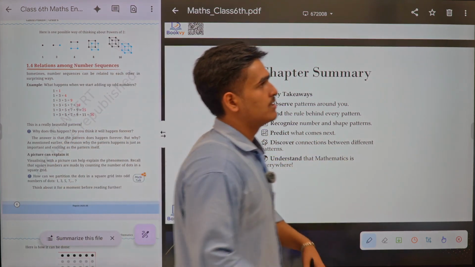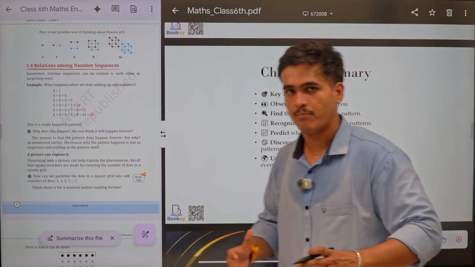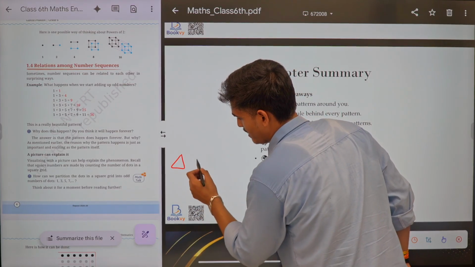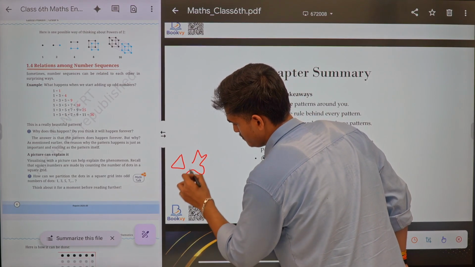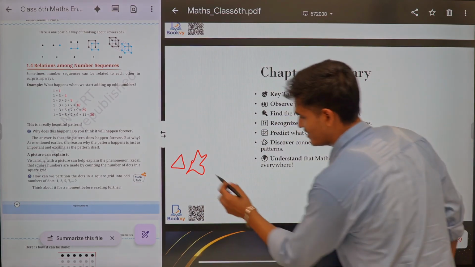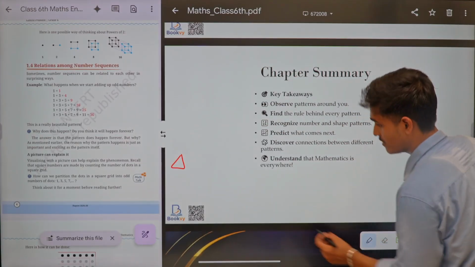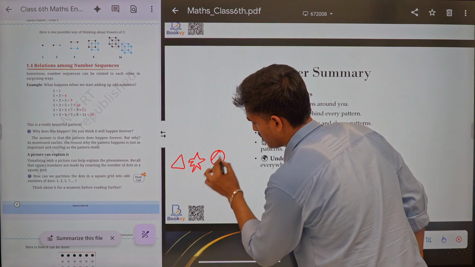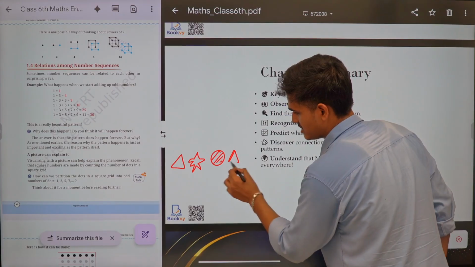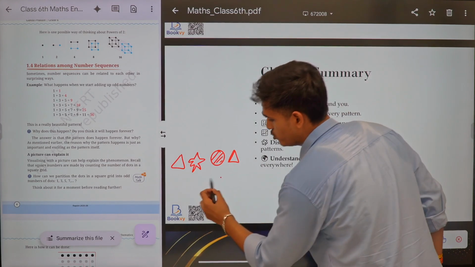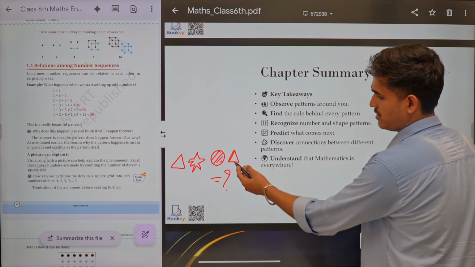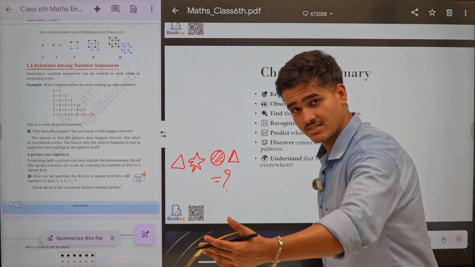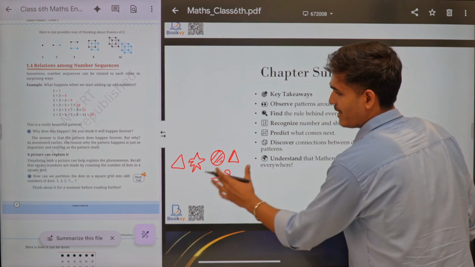Predict what comes next. Suppose I give you an example: there is a triangle, there is a star, sorry, this is not a star actually. Suppose this is a star, this is a ball, and again there is a star. So what should you know, what will come after the triangle? Again star, again ball? Yes, the same change which is repeating consistently is called a pattern.